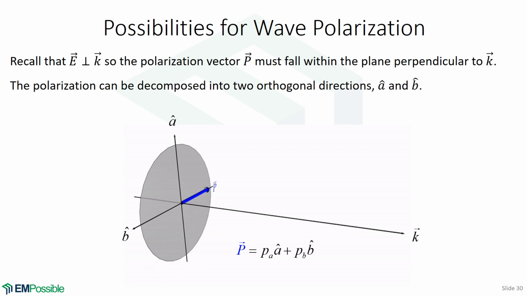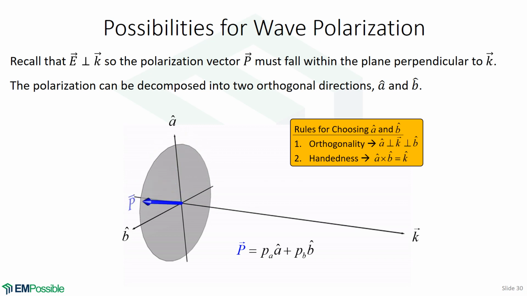So I can pick any two directions, A and B, as long as A and B are perpendicular to K, and also A and B are perpendicular to themselves, and I can describe our polarization vector this way, as some number multiplying direction A plus some number multiplying direction B. I can write my polarization vector this way.